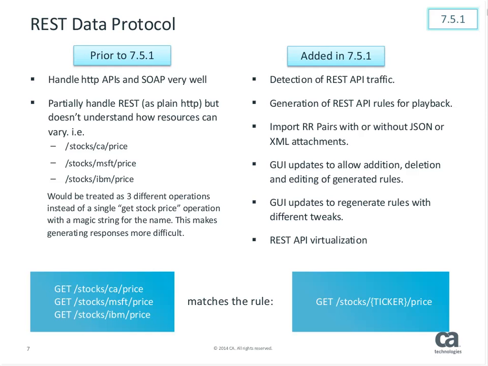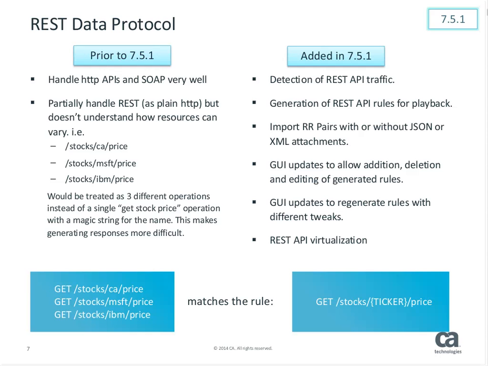So the new feature in this latest release, the 7.5.1 product, is that we actually have a way of setting rules and have the ability to set a variable within a URI, so that the ticker, for instance, in this example, will not be lost, and you have the ability to virtualize that area. The new protocol enhancement allows you to detect this traffic and generate the rules for playback properly, as you can see here in the example below.